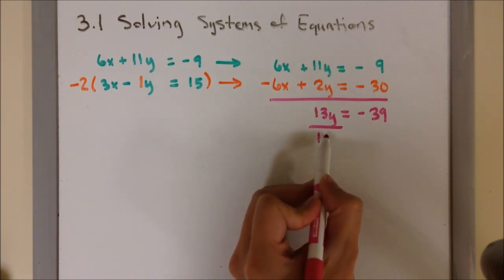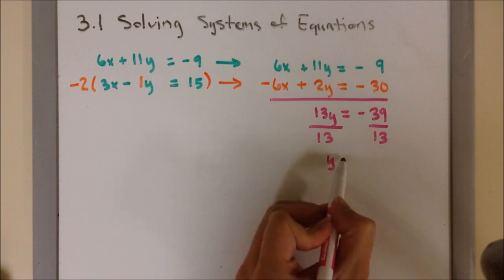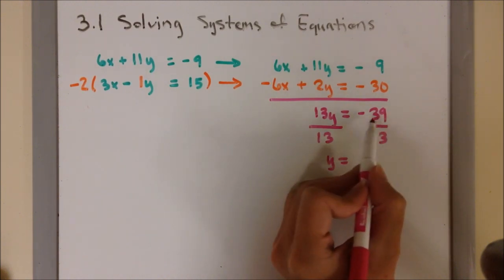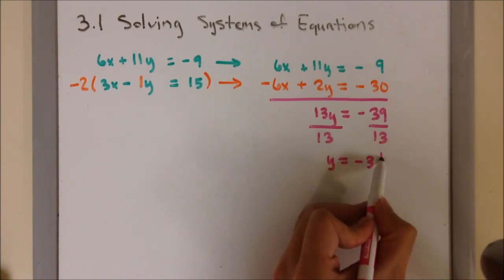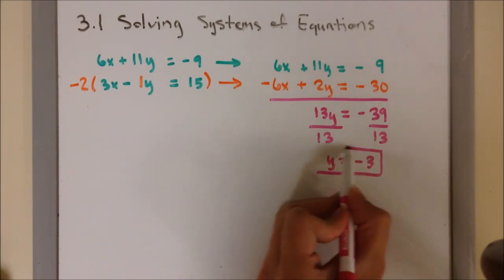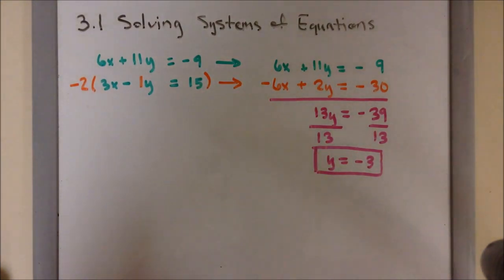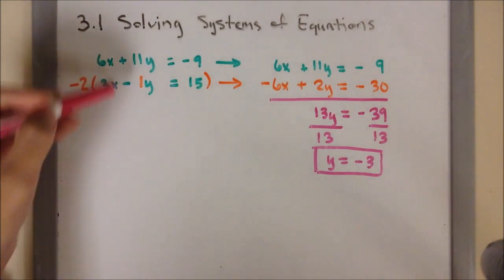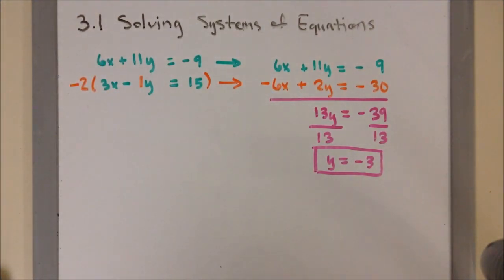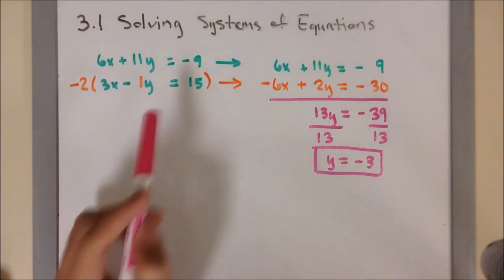Now I'm going to divide both sides by 13. Doing so, I'm going to get y equal negative 39 divided by positive 13 will be negative 3. So here's our first solution. Alright, second we're going to solve for x. Now again, you can choose any of the original equations. So you could choose the first one or the second one.